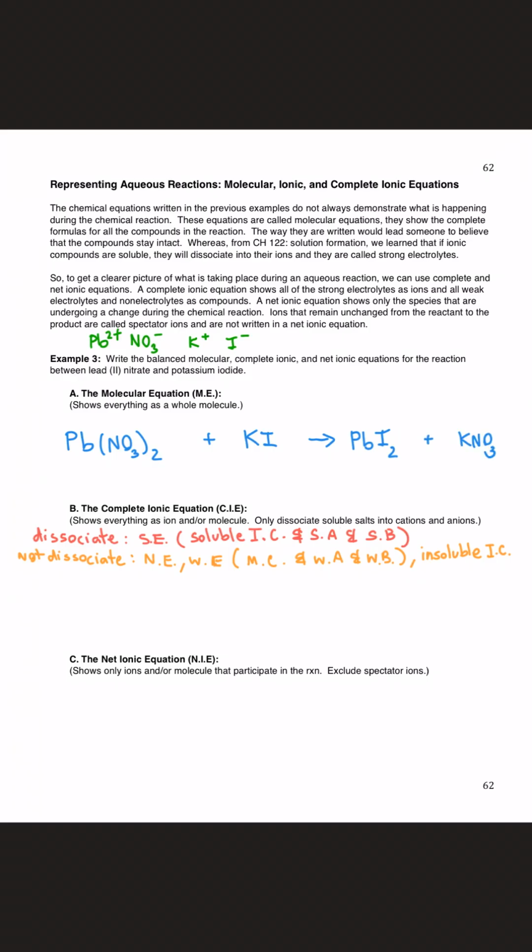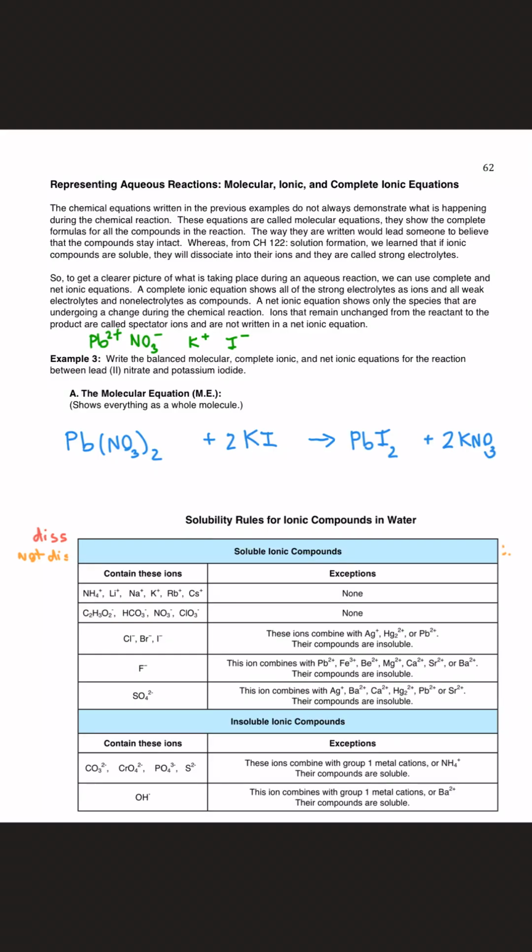Next, balance this chemical equation. For every 1 lead nitrate, it will require 2 moles of potassium iodide to produce 1 mole of lead iodide and 2 moles of potassium nitrate. Last step is to determine their physical state by looking at the solubility rules for each of these compounds. Lead nitrate contains nitrate ion that is going to be soluble ionic compound with no exception. For potassium iodide, it contains both iodide and potassium that is also soluble ionic compound.